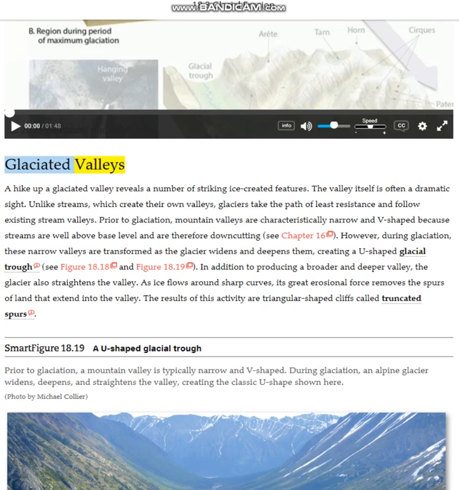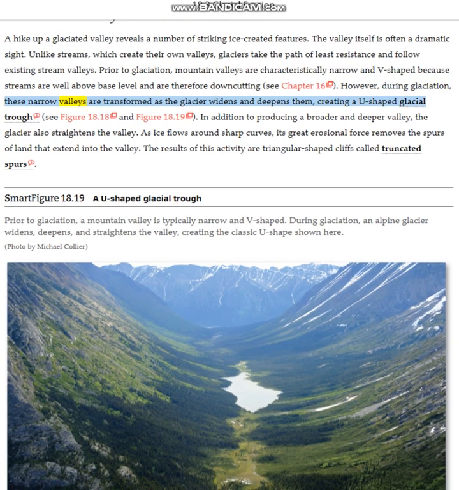Glaciated valleys. A hike up a glaciated valley reveals a number of striking ice-created features. The valley itself is often a dramatic sight. Unlike streams, which create their own valleys, glaciers take the path of least resistance and follow existing stream valleys. Prior to glaciation, mountain valleys are characteristically narrow and V-shaped because streams are well above base level and are therefore downcutting, see Chapter 16. However, during glaciation, these narrow valleys are transformed as the glacier widens and deepens them, creating a U-shaped glacial trough, see Figure 18.18 and Figure 18.19.